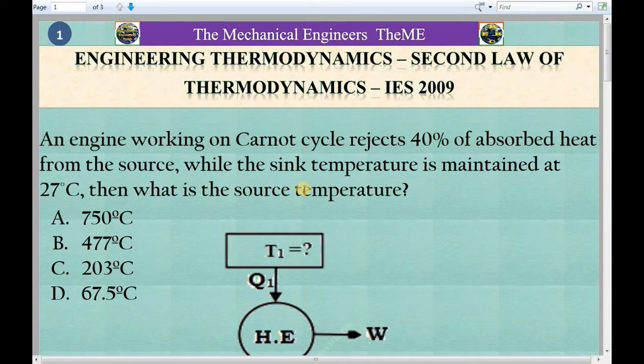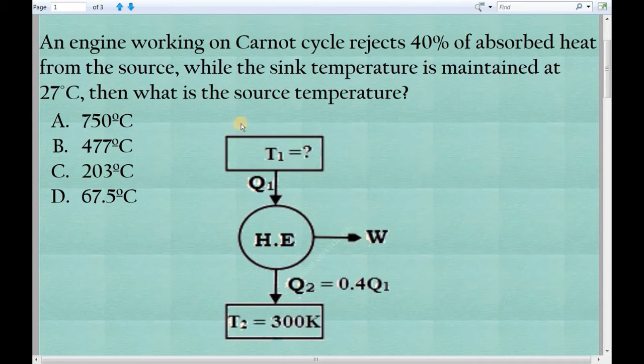So let's begin. First I will read the question. An engine working on Carnot cycle rejects 40% of absorbed heat from the source, while the sink temperature is maintained at 27 degrees Celsius. Then what is the source temperature? A. 750 degrees Celsius, B. 477 degrees Celsius, C. 203 degrees Celsius, D. 67.5 degrees Celsius.